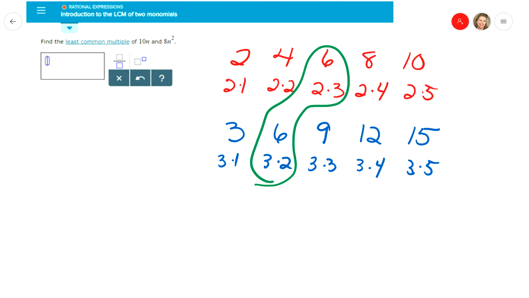6. The least common multiple. That means least means the smallest. Common means the one they have in common. And multiple would be comparing the multiples.